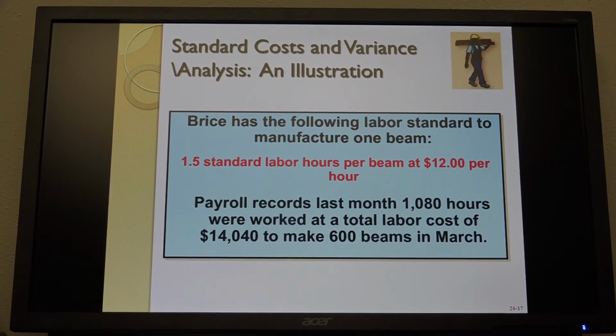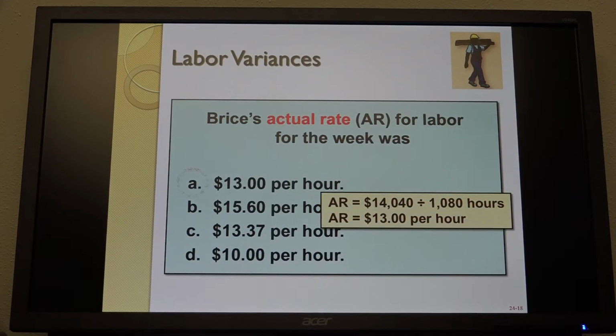So you're going to take those numbers, and Bryce's actual rate, AR, for labor for the week was $13 per hour, simply by taking the total amount paid divided into the number of hours it took.